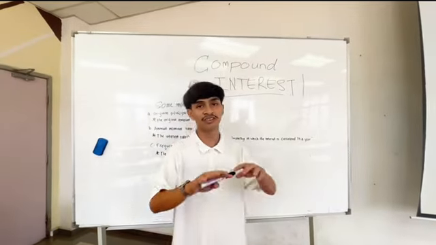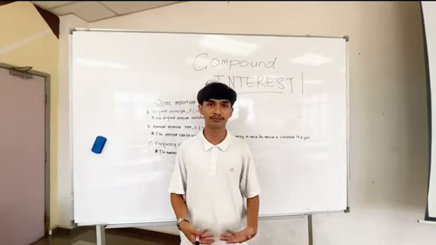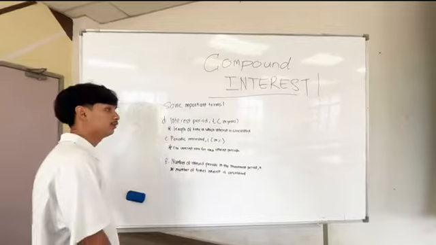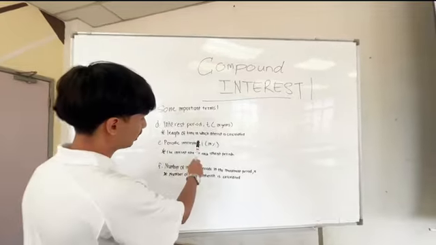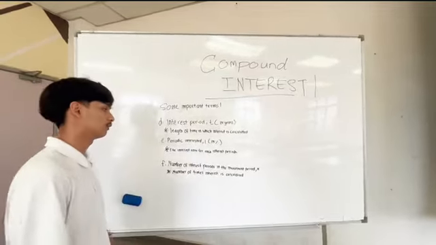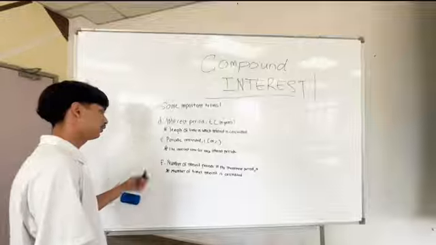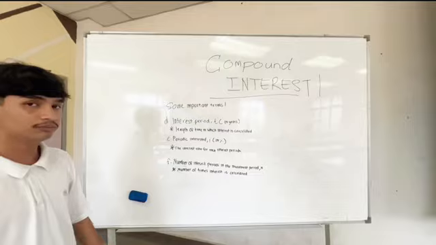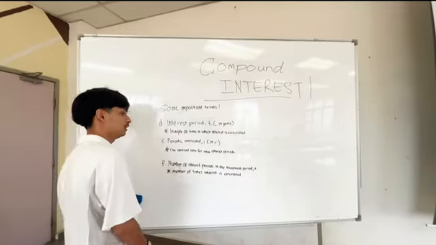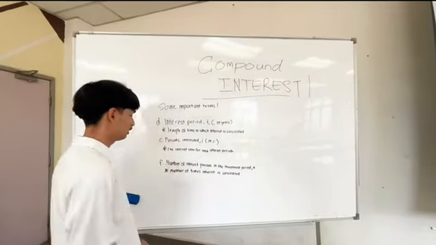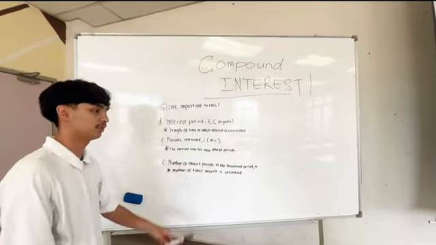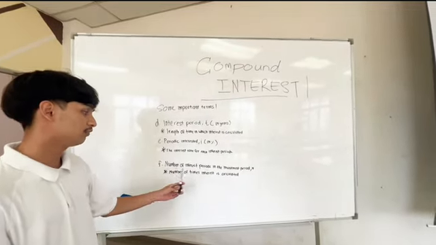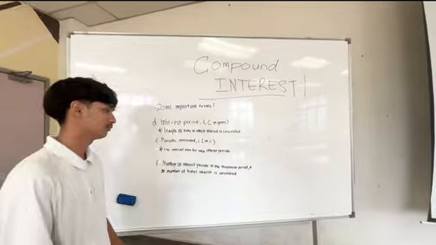Then we have interest period, which is t, in years: the length of time in which interest is calculated. Then we also have relative interest rate, which is i, in percent: the interest rate in each interest period. Last but not least, we have the number of interest periods in the investment period, n: the number of times interest is calculated.